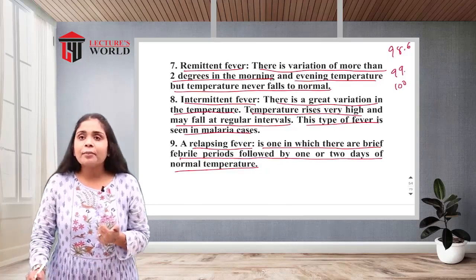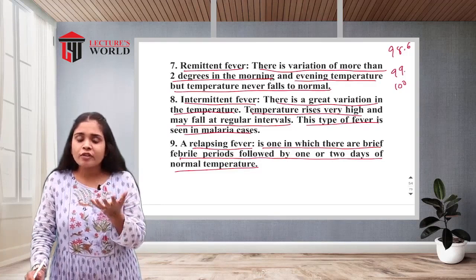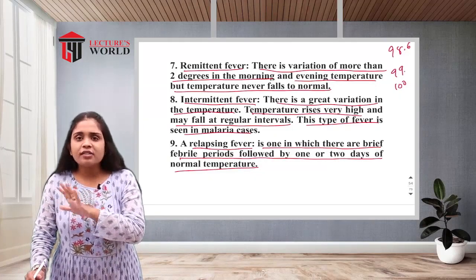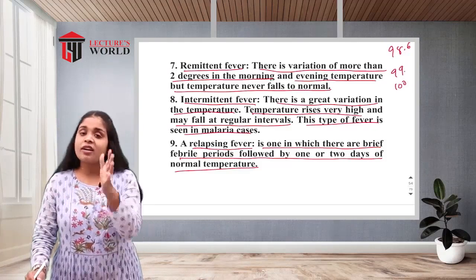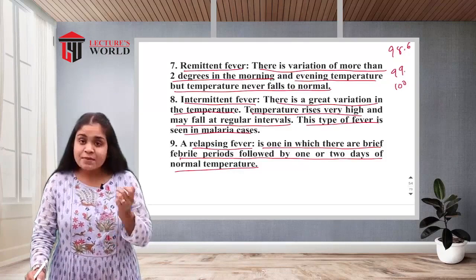So in this, what happens is, maybe at the starting point they will have the temperature, but after 1 or 2 days they will have the normal temperature, and again they are going to have the high fever. So that is known as a relapsing fever.